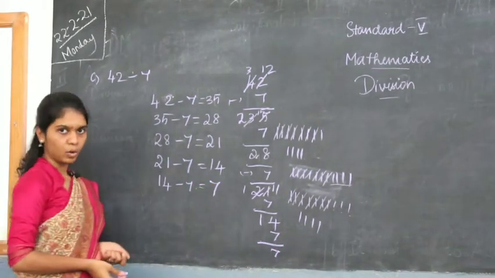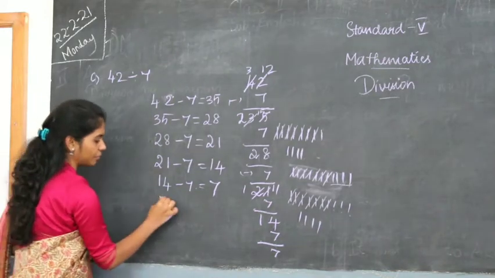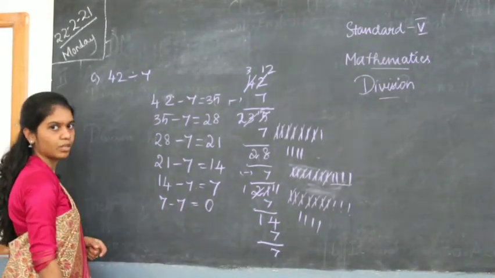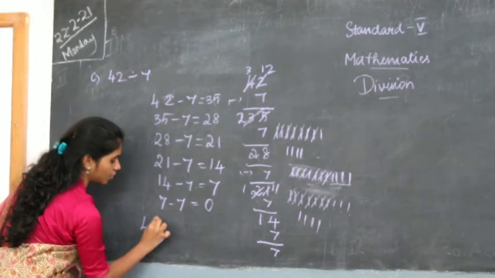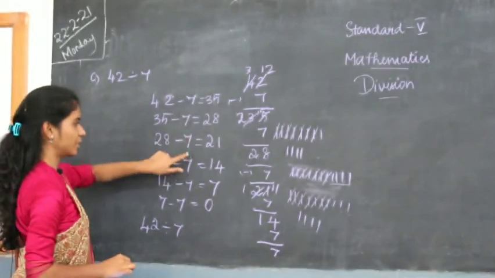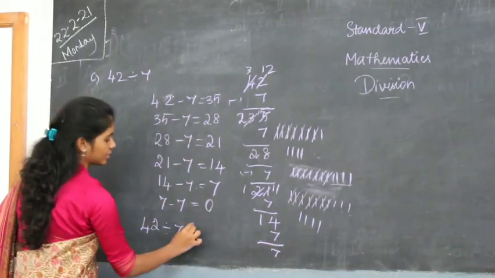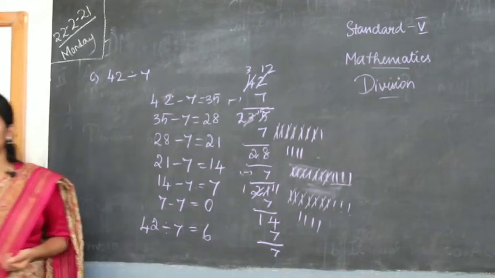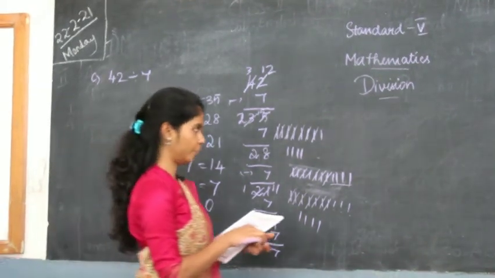Now again what you have to do, you have to subtract 7 from it. So 7 minus 7 is 0. So your answer for 42 divided by 7 is 6. Okay. So there are 2 more sums which will be your homework.